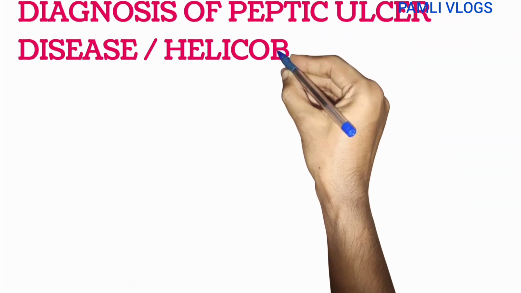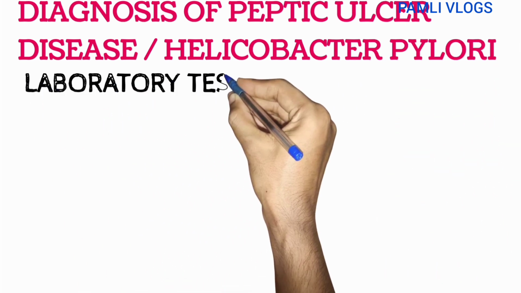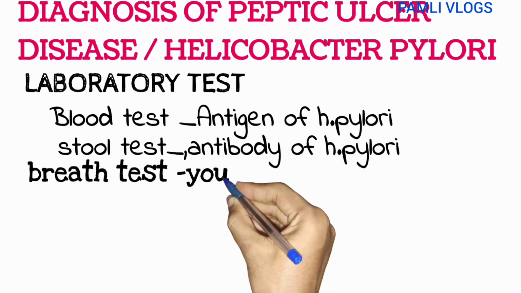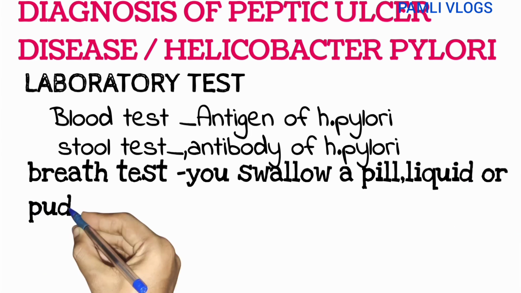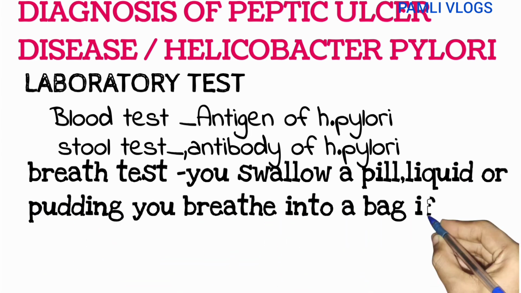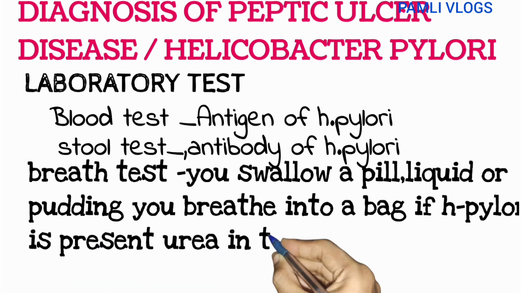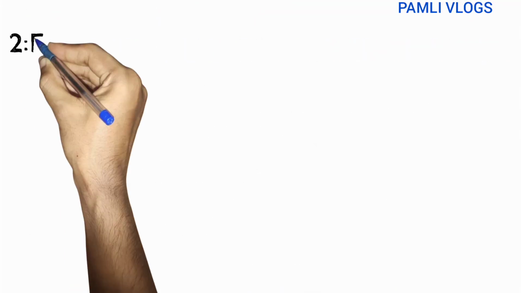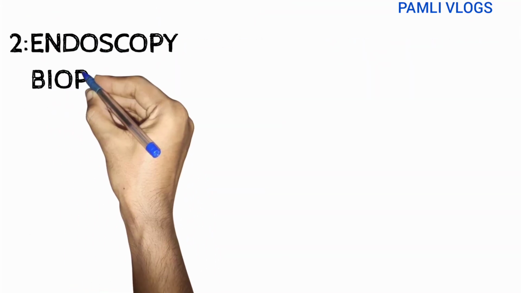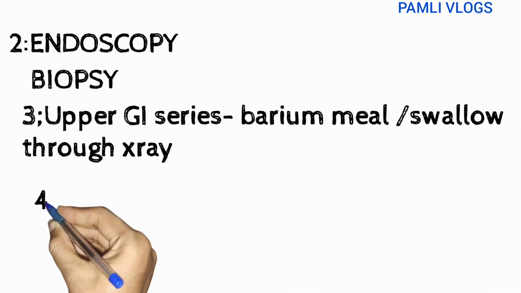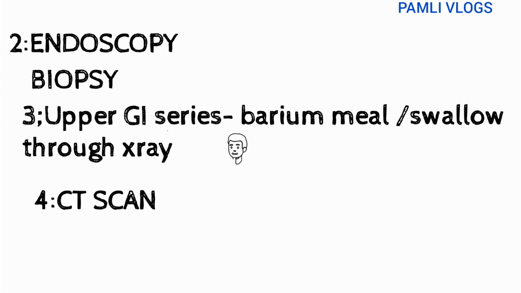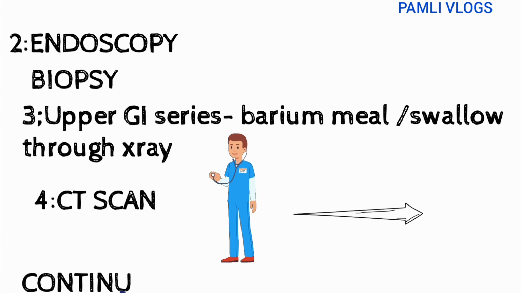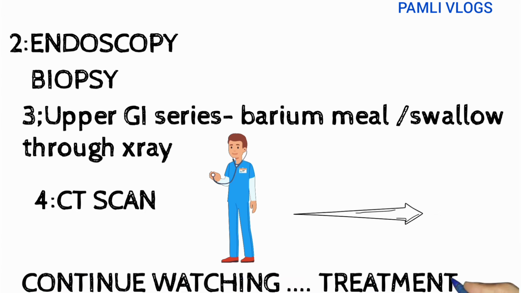Now, diagnosis of this disease is by, number 1, laboratory investigation. We'll take blood for antigen of H. pylori and stool for antibody. Then there's a breath test where you swallow a pale liquid or pudding. You then breathe into a bag. If H. pylori is present, the urea that we breathe will be converted into carbon dioxide. That is done in the lab, and the test result will be positive. Of course, we'll do endoscopy and biopsy, and also a GI series, that is a barium meal or swallow, done through X-ray, and of course a CT scan can also be done to check the ulcers.